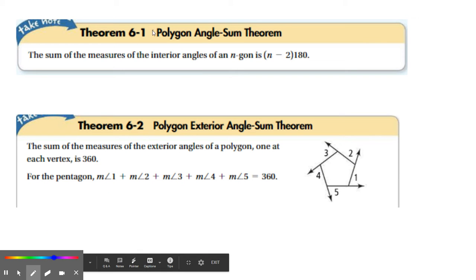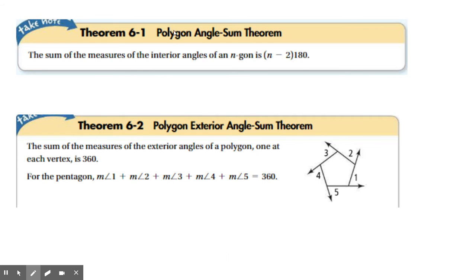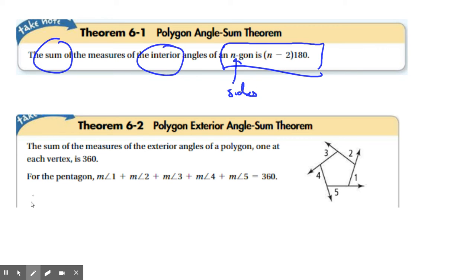Getting into chapter 6 on parallelograms and quadrilaterals. So the polygon angle sum theorem works for any n-gon. So n is, of course, the number of sides. N minus 2 times 180 is the sum of your interior angles. There's also the sum of the exterior angles, but that's always 360 no matter how many sides. The sides don't matter. It's always 360.